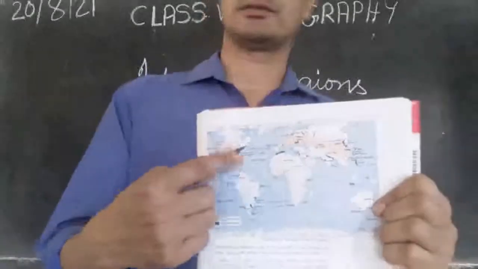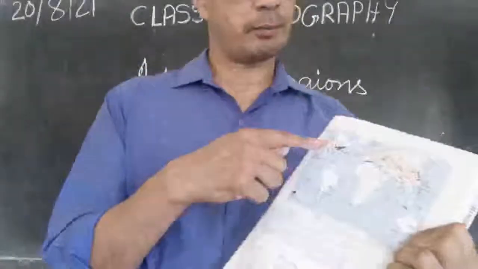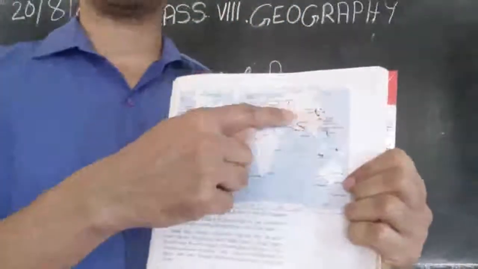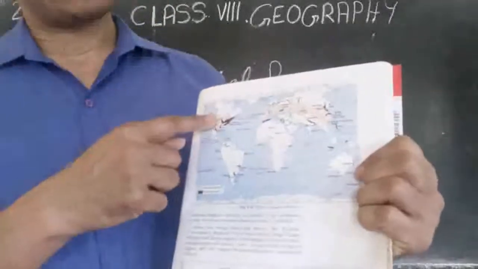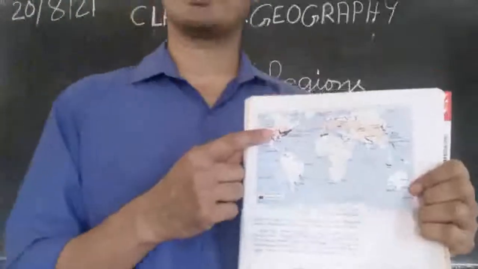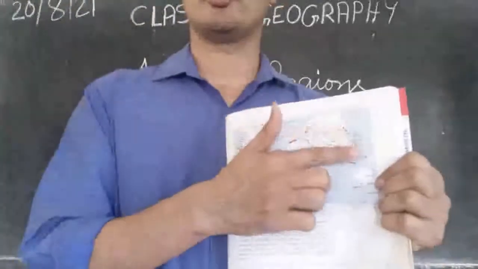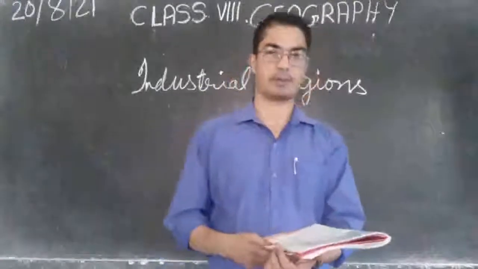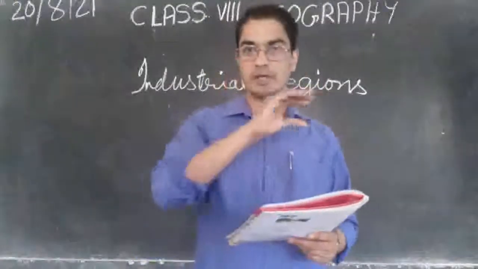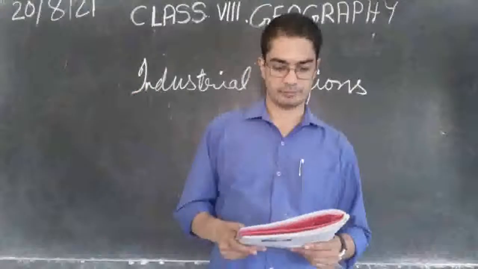The brown color, that is the industrial belt. You can see they are together, isn't it? Starting from here, it is coming up to here, then here also. So where the industries are there, that is a together region. That is why it is called an industrial belt. It is called a belt, moving in one line.